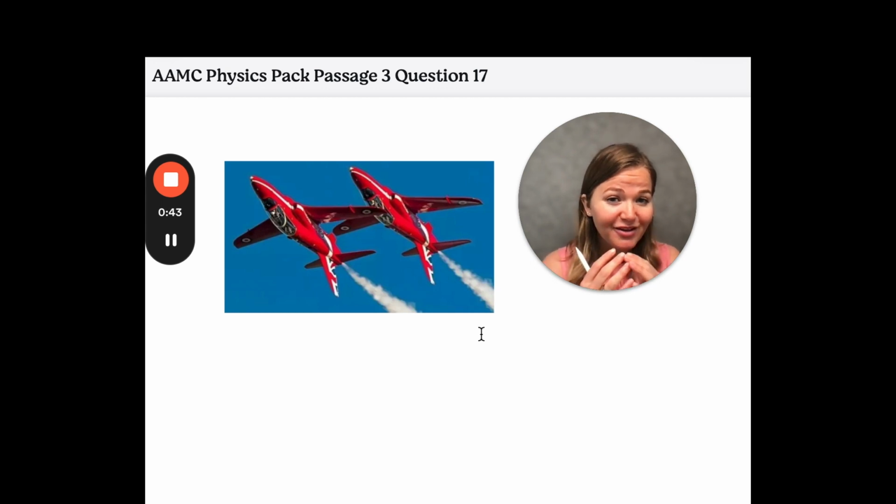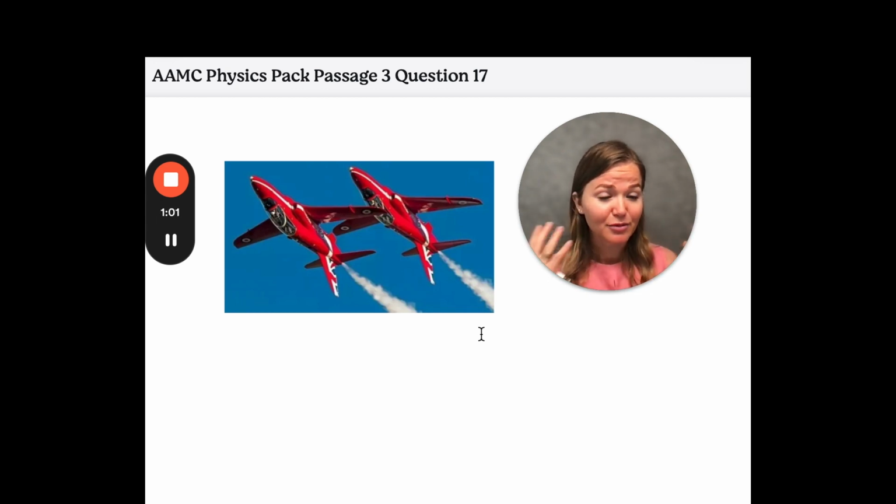So the trick here is that they give you numbers, right? One jet's flying at 268 meters per second. And immediately you're thinking, oh shoot, they gave me numbers, the answer choices have numbers, I need some sort of equation, and you start to panic, right? You're like, I don't know what equation I should use, and this looks like the math is gonna be hard.